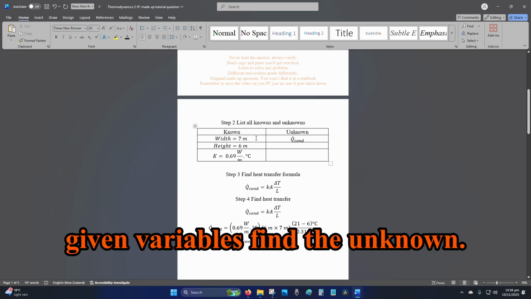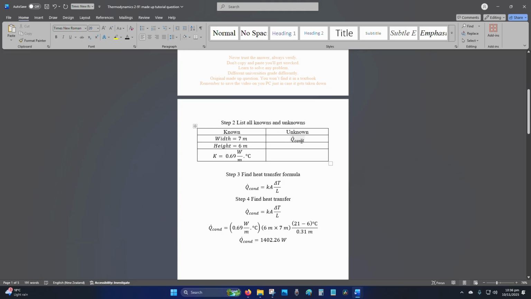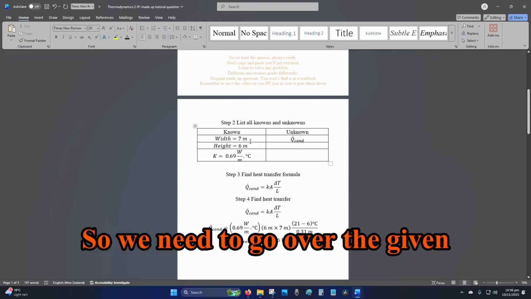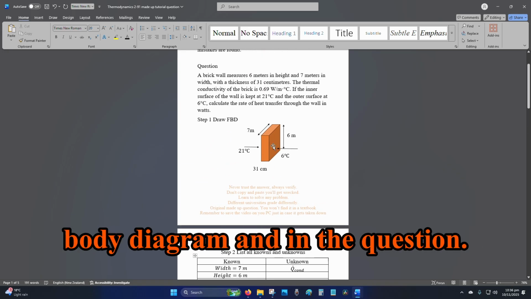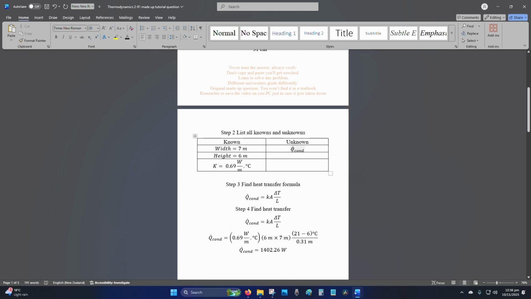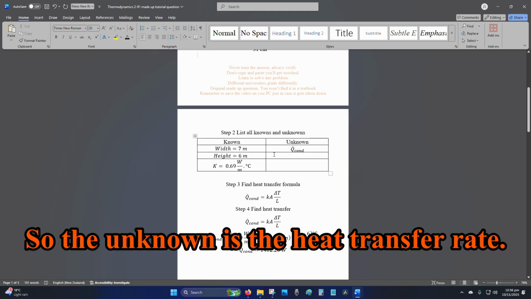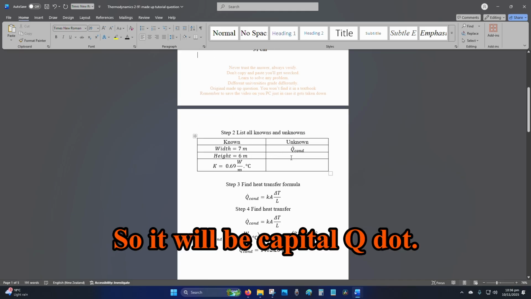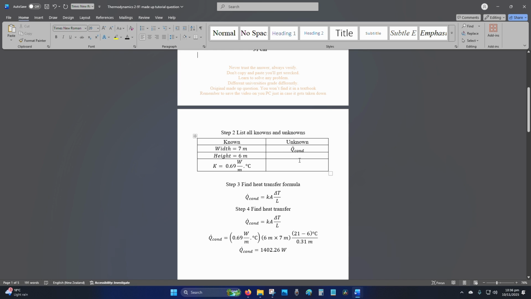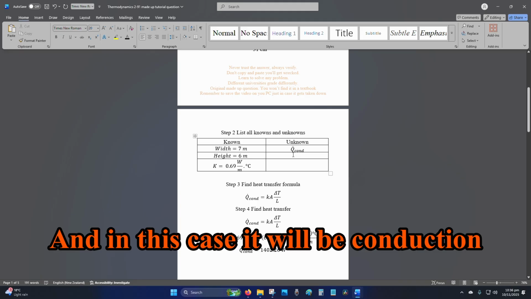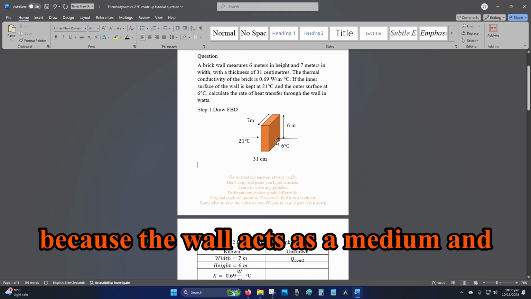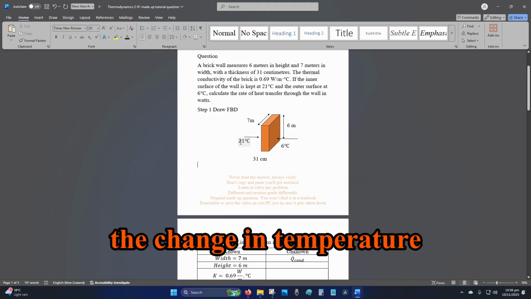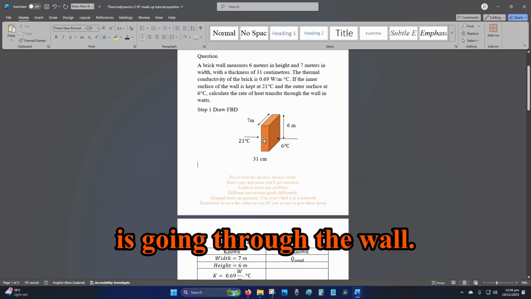Step 2, list all the given variables, find the unknown. So we don't need to go over the given variables, it's shown both in the free body diagram and in the question. So the unknown is the heat transfer rate, so it will be capital Q dot, and in this case it will be conduction because the wall acts as a medium and the change in temperature is going through the wall.